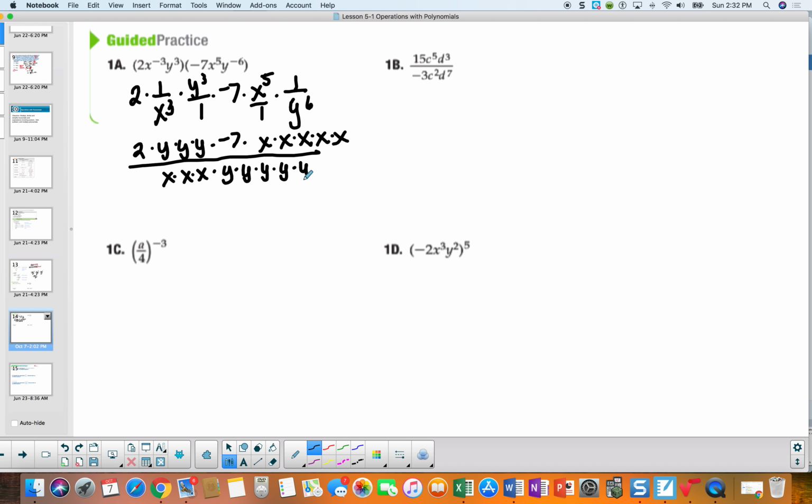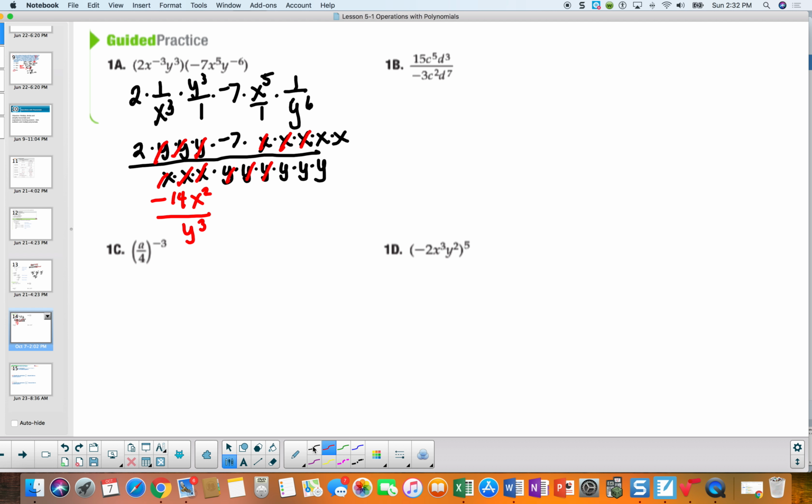Now if you don't need to do this, that's fine, but this is a nice way to make sure that you're understanding this idea. All right, and what we have left is, in the numerator we have a negative 14x squared, and in the denominator we have y to the third. Notice we aren't repeating any variables, and we have reduced.